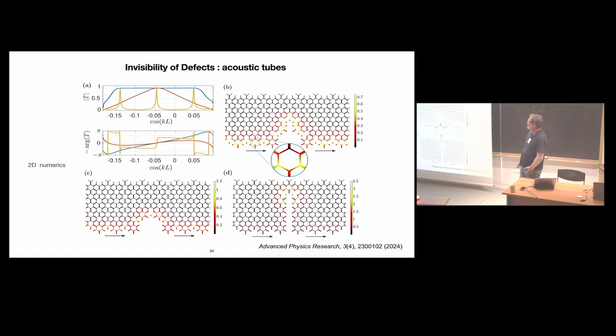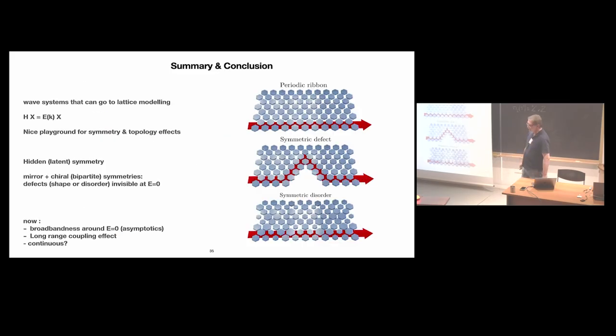For tubes, now, let's go to numerics for acoustics. It works well. It is more or less the same as what we were seeing before, with the same behavior of invisibility, where we get perfect transmission, but we see that the zero energy is shifted a little bit, but we still have the invisibility. And voila.